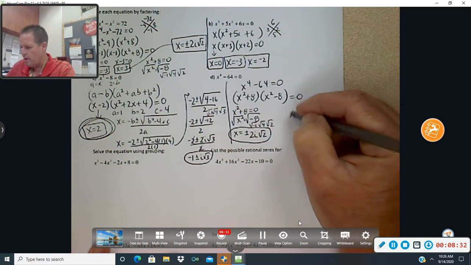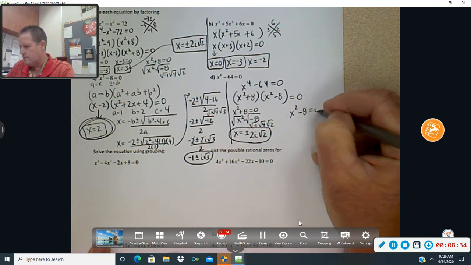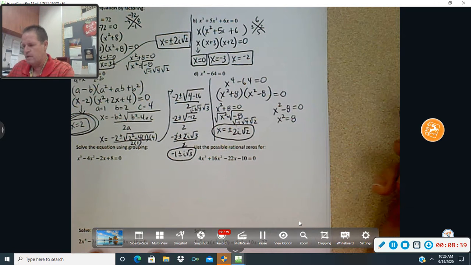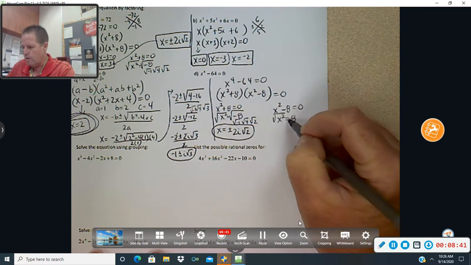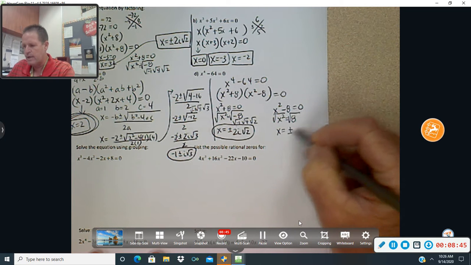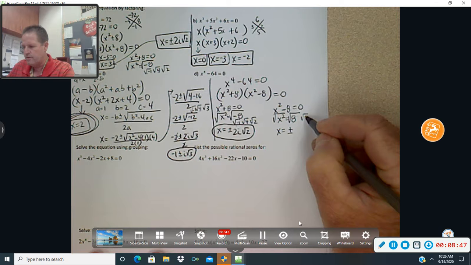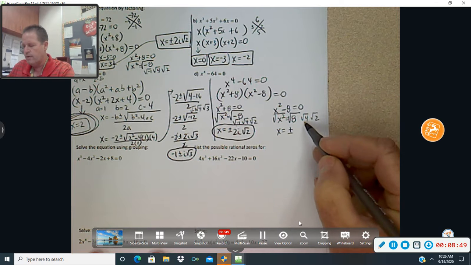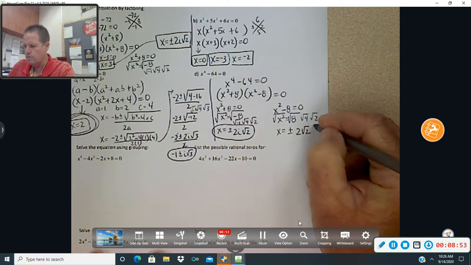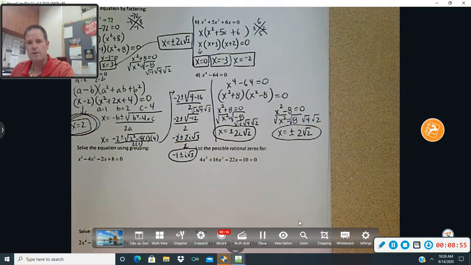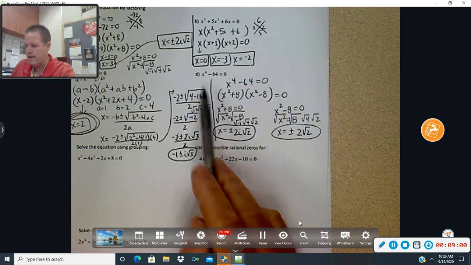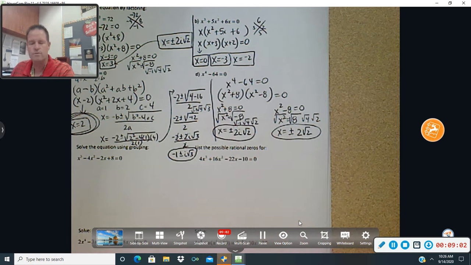Now for the second part, x squared minus 8 equals 0. I'll add the 8 to the other side, so x squared equals 8. And then I'm going to square root each side to get x equals plus or minus. Now I've got to break down this square root of 8 into square root of 4, square root of 2. Square root of 4 is 2, so 2 square root of 2 is going to be the other answers. And again, notice you have 1, 2, 3, 4 answers, and x to the 4th should have 4 answers.